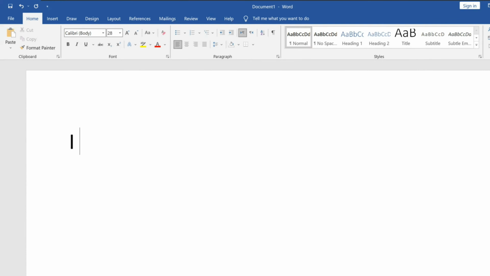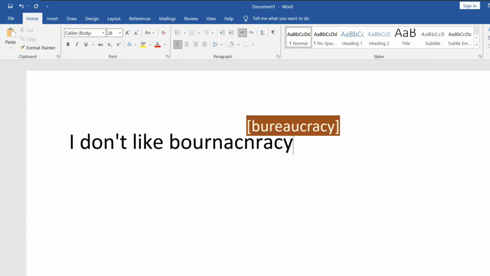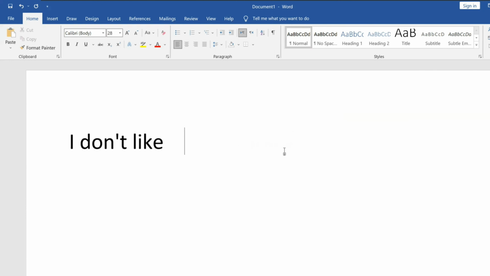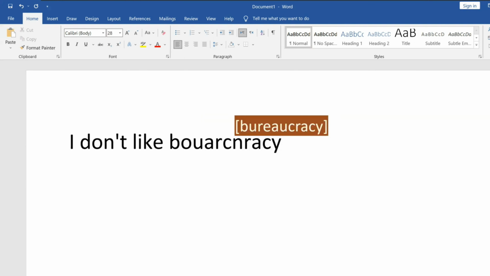I will write something like, I don't like, and then throw something in, okay? Bureaucracy. And this is, by the way, how read-aloud differentiates between corrections and predictions. Corrections are in a female voice, and predictions are in a male voice. I can do another one, bureaucracy, and again it's a different misspelling each time, and yet Lightkey understands the intent and is able to provide the word that I wanted to pronounce.